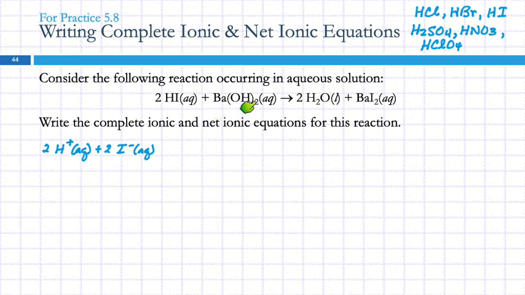The next compound, this is ionic, it's got a metal in it. This is also aqueous, so we're going to separate this into individual ions. So this is going to be barium ion and hydroxide ion. And how many hydroxide ions are there going to be? There's going to be 2 of them. For every 1 barium, there's going to be 2 hydroxides. So I need a coefficient of 2 there.